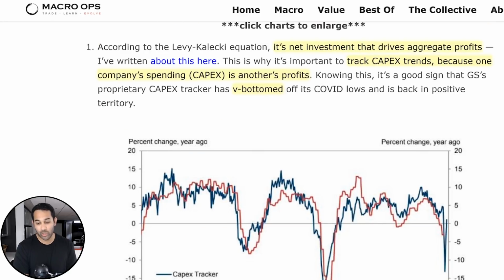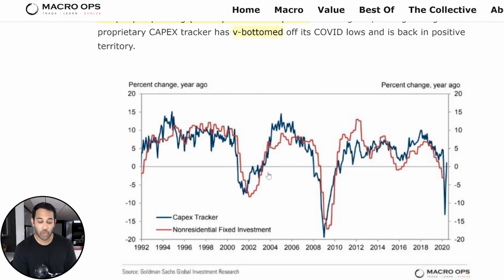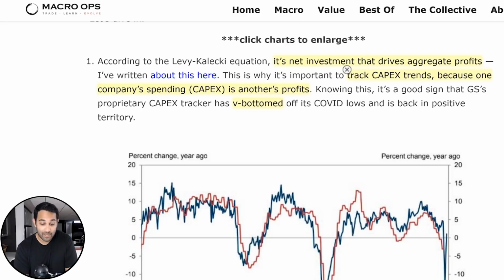Now let's check in with the markets. So this right here is a chart of CapEx trends. And you can see with this blue line, it's pretty much V-bottomed off the COVID lows and it's back in positive territory, which is a positive thing for the market. And why do we track CapEx? Well, because one company's spending or their capital expenditures, their investment in their business is another company's profits. So when we look at it from a macro perspective, it's net investment that drives aggregate profits in an economy.